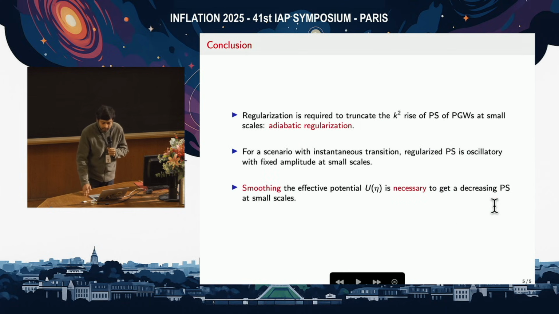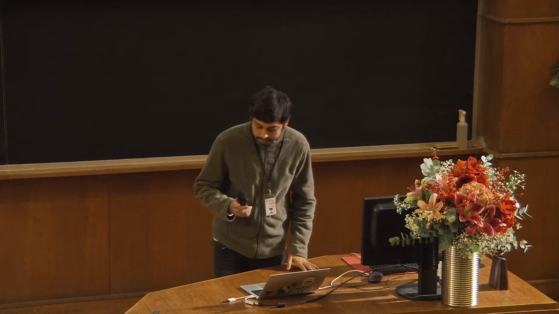So this is the conclusion. Regularization is required from both observational and theoretical points of view, and we need adiabatic regularization for that. However, smoothing is also required to get well-behaved two-point functions in real space. So thank you. If you are interested in it, you can come to my poster.